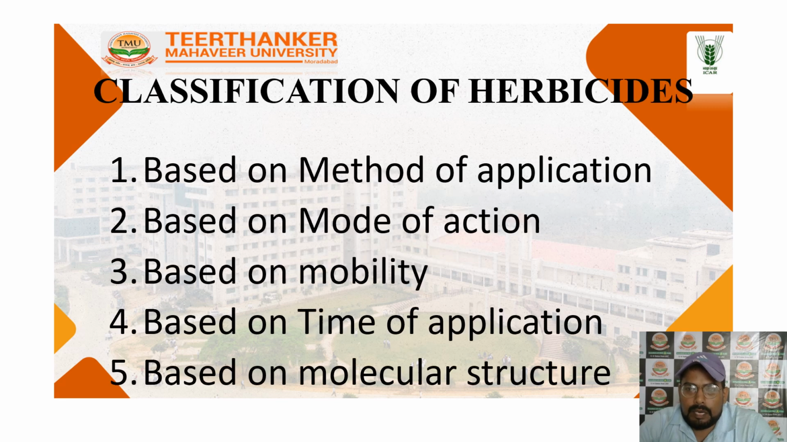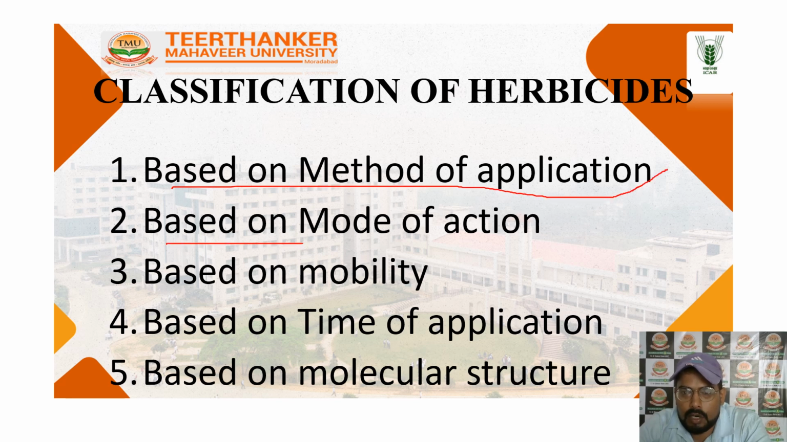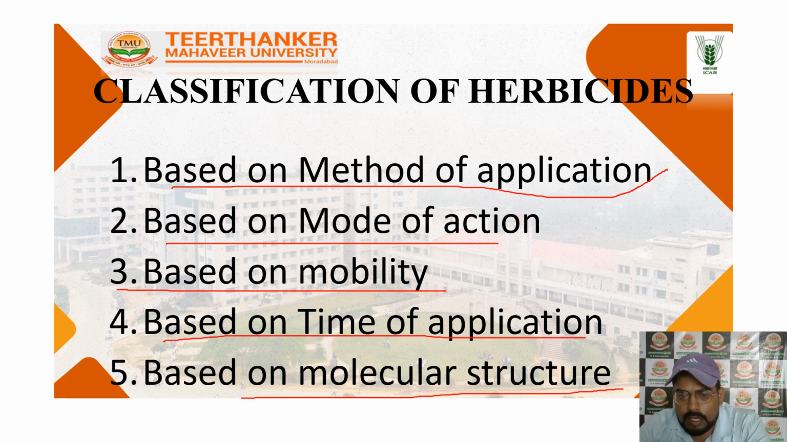So the classification of herbicides is based on different types. First, classification based on the method of application. Second, the mode of action. Third, the mobility, mobile and immobile, then based on the time of application, and based on the molecular structure. These are the basic parameters used to classify herbicides.